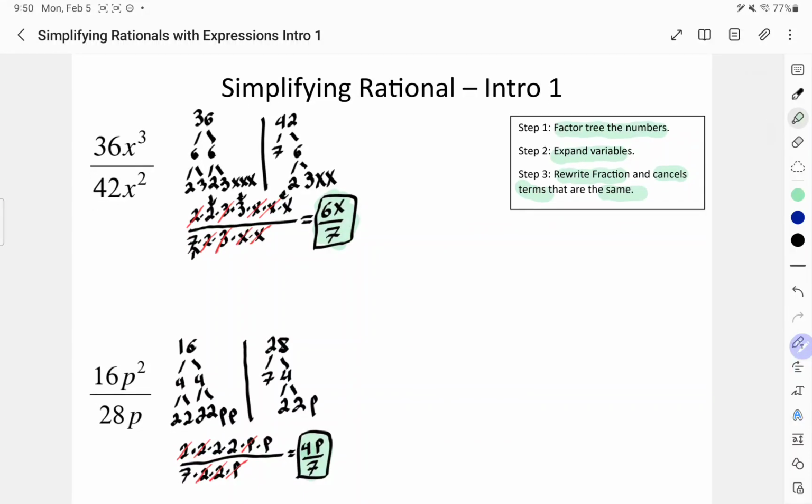So that's basically how you work this problem out. Just do the factoring tree, rewrite your fractions, cancel anything that you have on the top, and cancel anything you may have on the bottom as well. And that is it. That's the whole video.